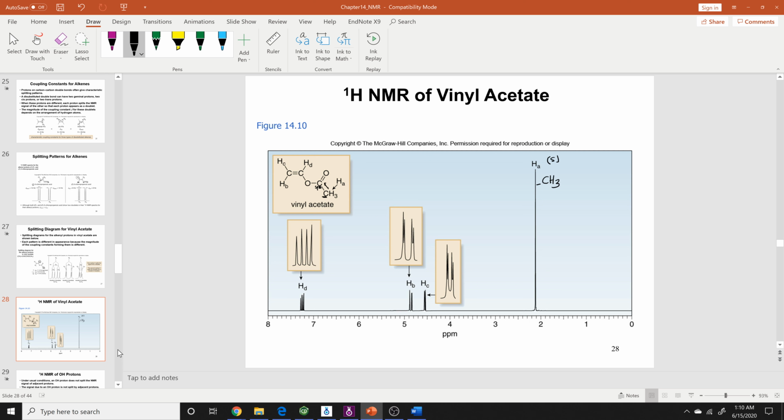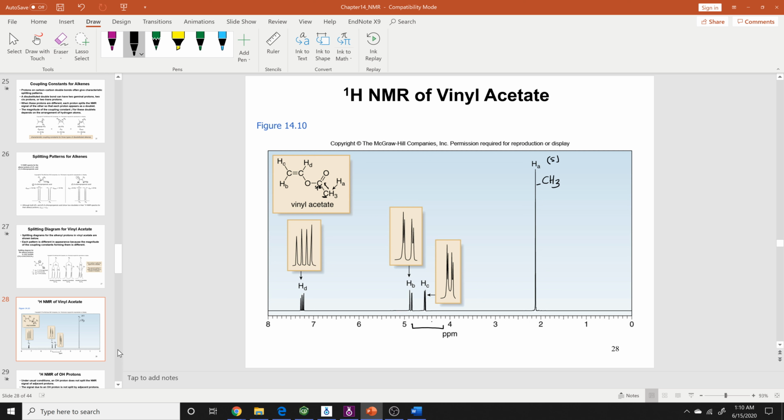Now you have your C, B, and D. When you have hydrogens that split each other in the alkene, you're going to see signals between 4 and 5 parts per million. So 4 and 5 parts per million, those signals tell me that I have an alkene in that case.